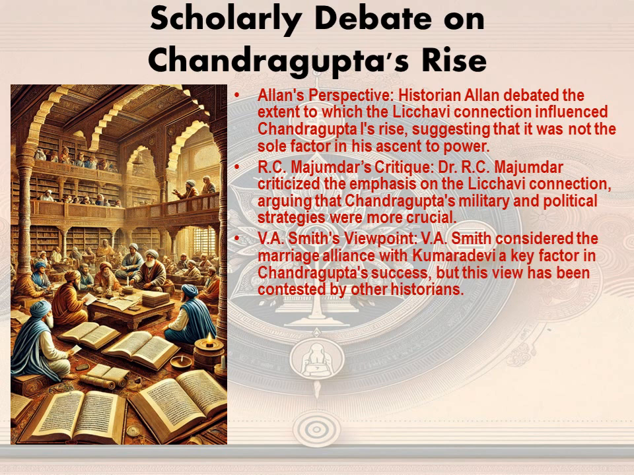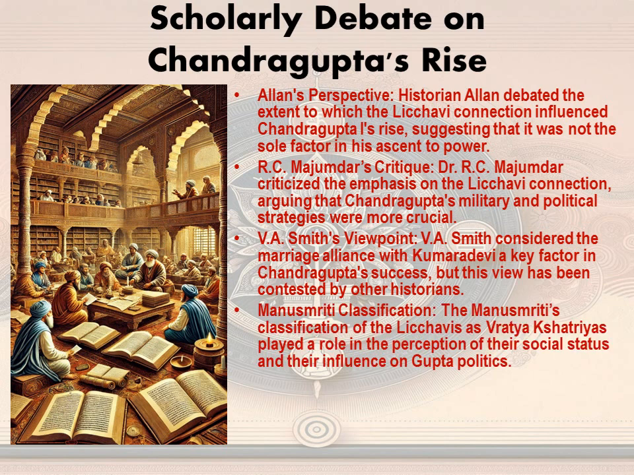V.A. Smith's viewpoint. V.A. Smith considered the marriage alliance with Kumara Devi a key factor in Chandragupta's success, but this view has been contested by other historians. So, according to V.A. Smith, it was because of the marriage alliance with Kumara Devi that Chandragupta got so much political success, but this view has been rejected by many other historians.